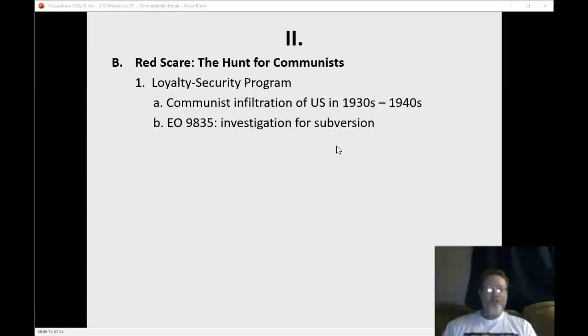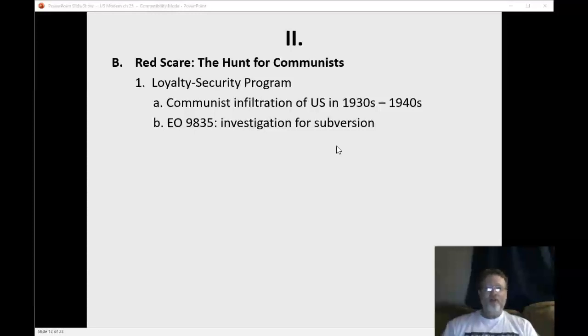These aren't the idea of Soviet people infiltrating our government, although that did happen occasionally. This is the idea of Americans who have turned. Basically, these are Americans who have turned to the Soviet cause. And they're Americans born here, but they're now working secretly for the Soviets or communists.